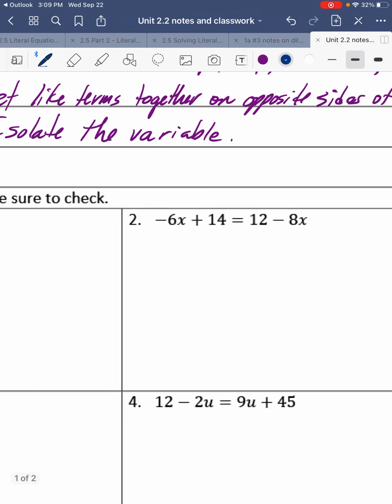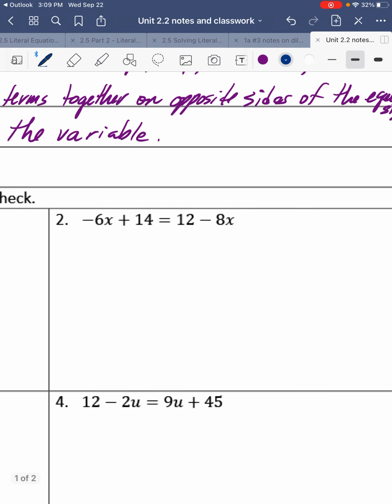All right, let's work through the problem a little faster here. Number 2. Draw a line down the middle. No like terms on the same side. Nope. No like terms on the right side of the equal sign. Nope. So now we're down to step 2, like terms on opposite sides. So we have the negative 6x and the negative 8x. We're going to get those together.